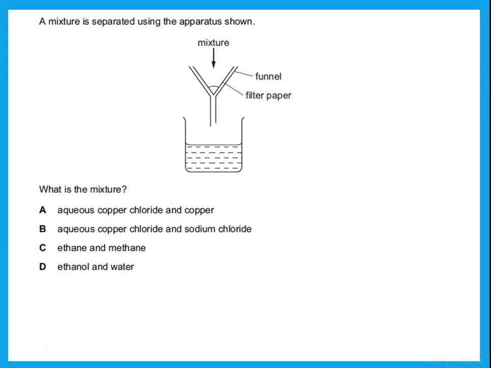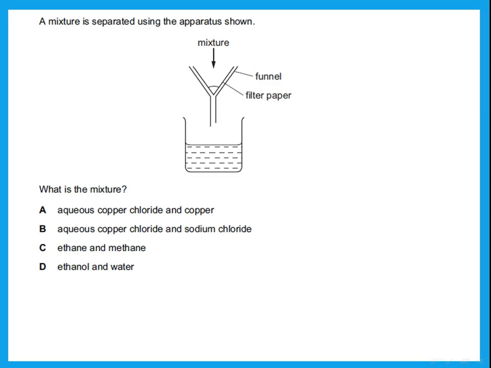Let's take a look at the others. B says aqueous copper chloride and sodium chloride. So this is a mixture of solutions. So these are two solutions mixed together. Of course, if two solutions are mixed together and I pass them, they will both go through the filter paper and they will both go into the beaker, so they were not separated.